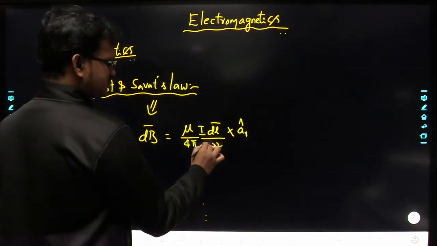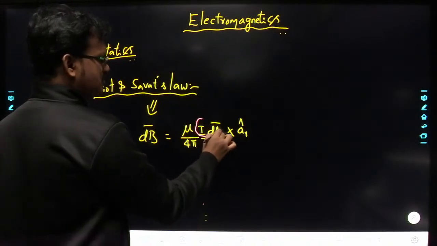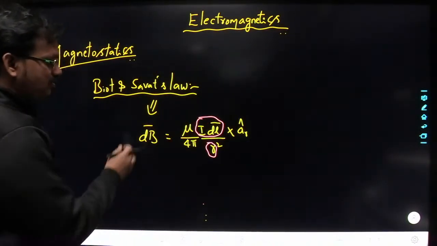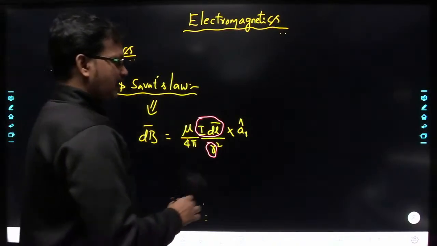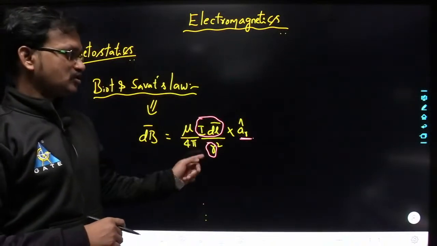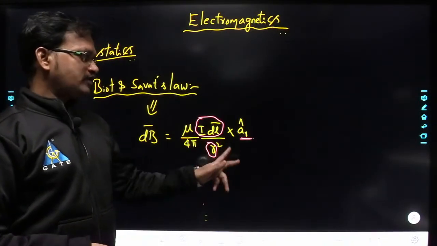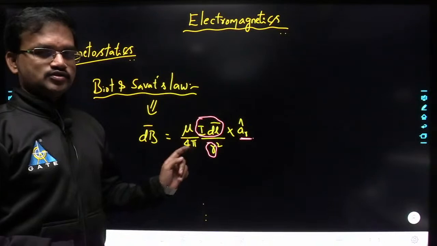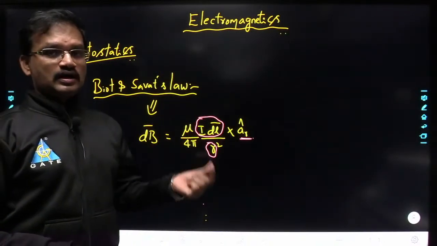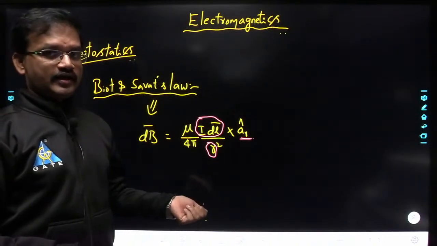Here R is the distance from the current element to the point where we are trying to determine the B field, right? And aR cap is the unit vector along R. So always we consider aR cap as what? It is going to point away from the current carrying wire, yes or no?